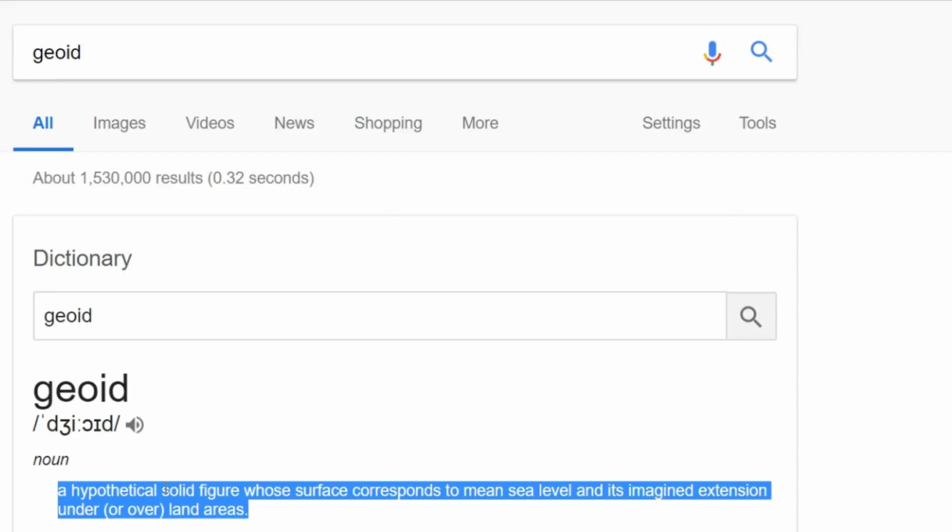Is it talking about something that's real, or is it something? I know what hypothetical means, and it's saying it's a solid figure that's hypothetical. So, let's paraphrase this into the iron core. That's a hypothetical solid figure because it's supposed to be the iron core of the Earth, and that's supposed to be solid, whose surface corresponds to mean sea level, and its imagined extension over or under land areas.